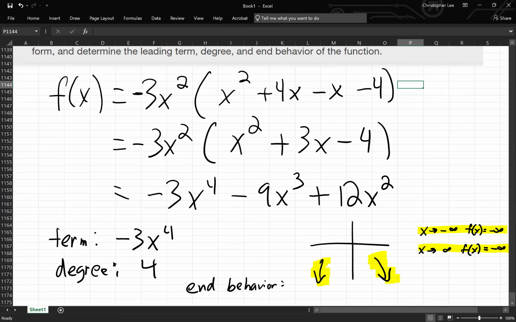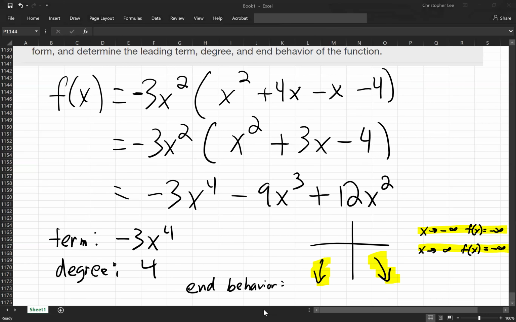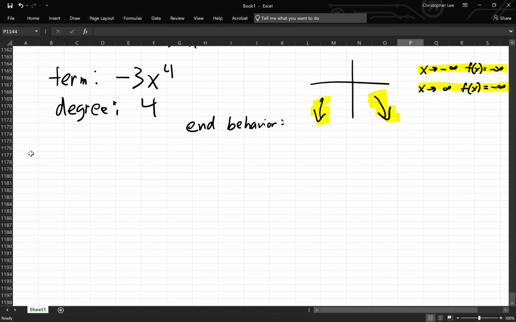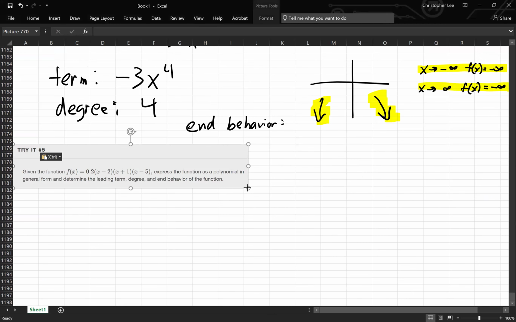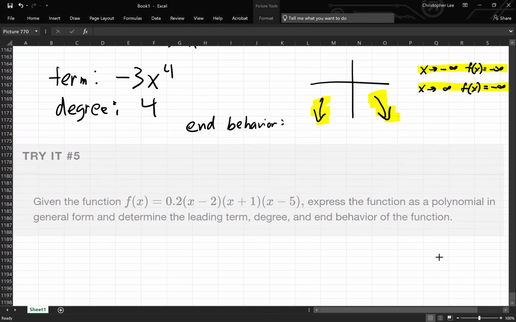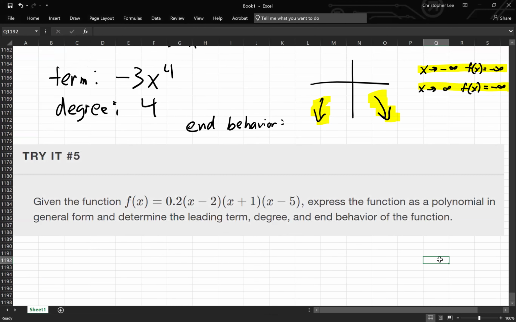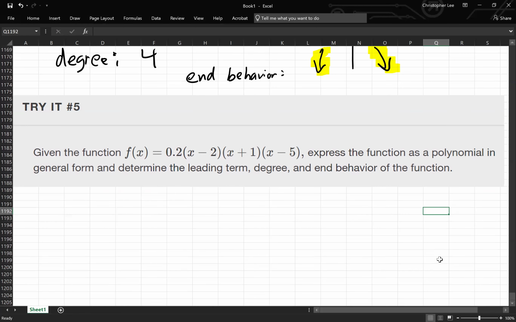All right, let's take a look at something else. Let's look at this test question real quick. Let's y'all try it. So given a function f of x is equal to 0.2 times x minus 2 times x plus 1 times x minus 5, express the function as a polynomial in general form and determine the leading term, the degree, and the end behavior of this function.